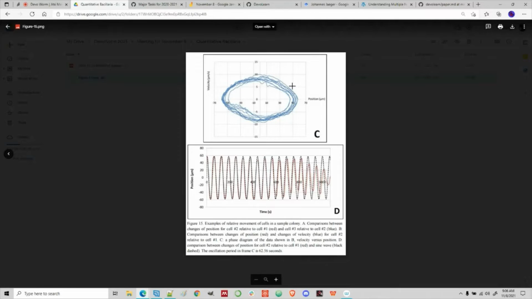So if you go up to this figure C, it's basically a comparison of position and velocity. Position is kind of like displacement, but stated differently, where you move about 120 microns in total, 60 in either direction, and then the velocity changes as you're moving. You get to the end here, and then it speeds up and slows down, and all this here is the variation.